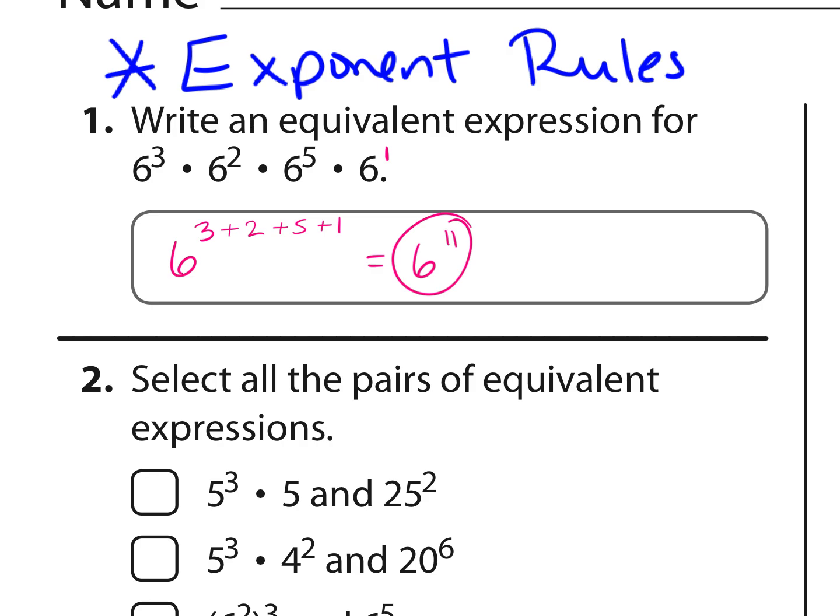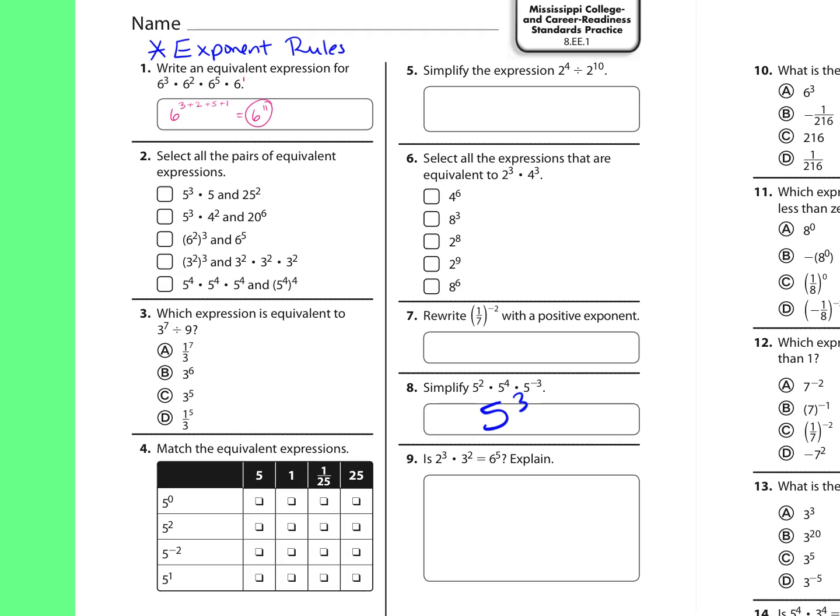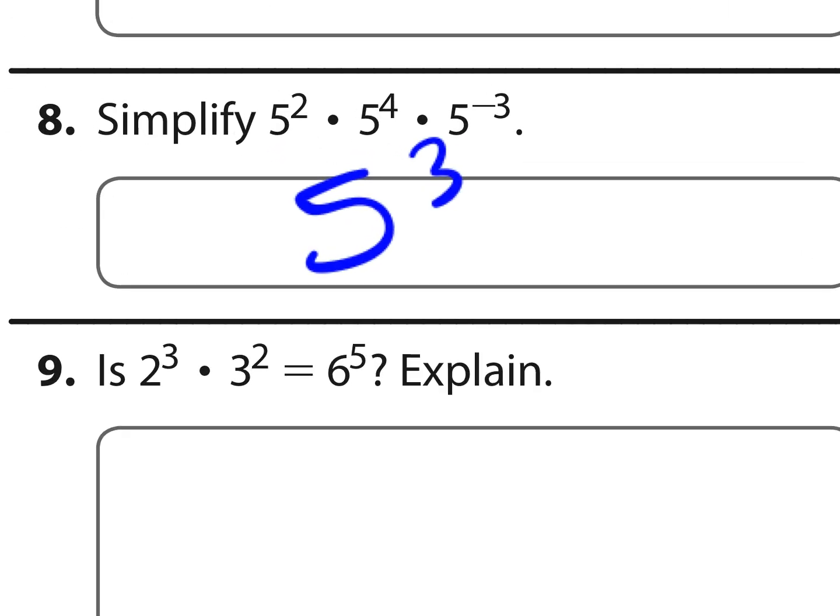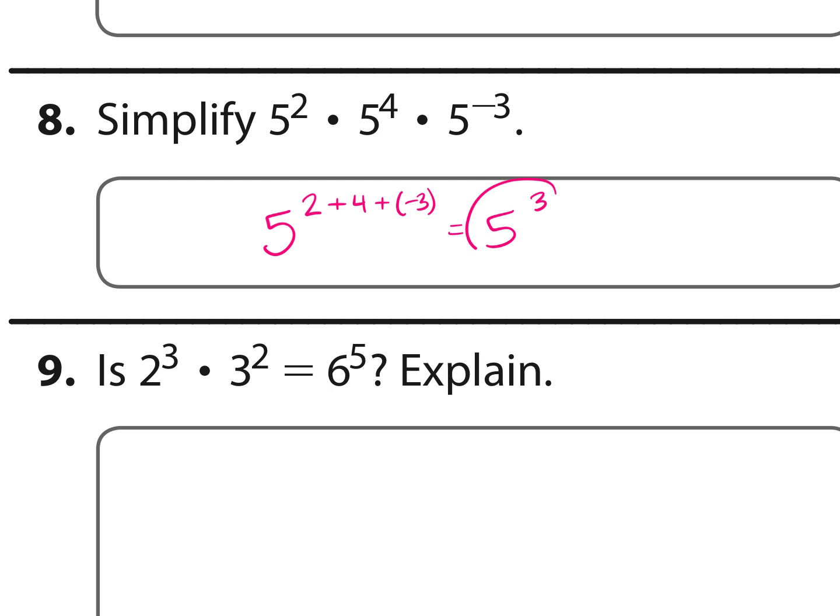Looking on over to the next problem, number 8, very similar problem. We are once again multiplying like bases. So we're going to keep our base 5 and add the exponents. 2 plus 4 plus a negative 3, which, 2 plus 4 is 6, plus negative 3 is 3.